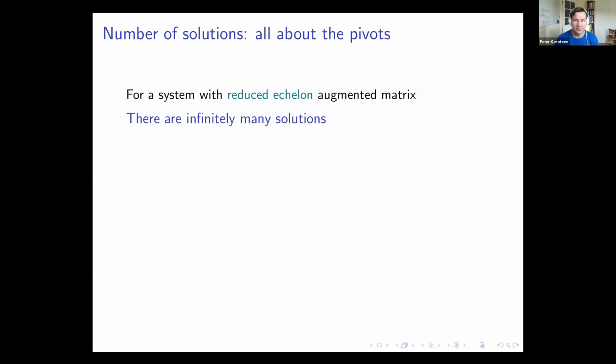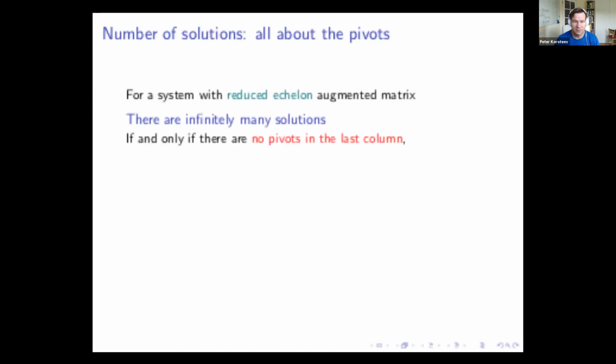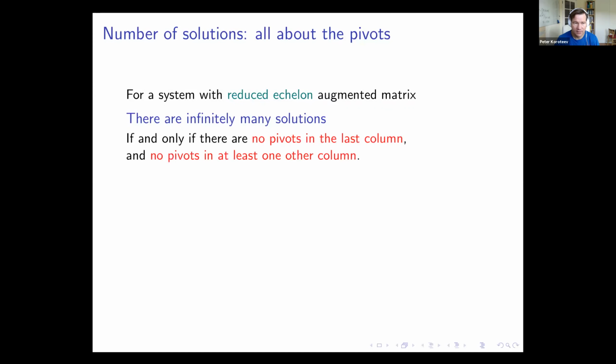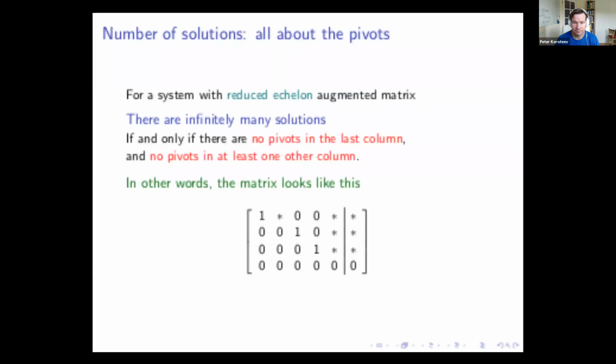Okay, and then the third example. Remember we talked in the previous video that a system of linear equations has either 0 solutions, 1, or infinitely many. And finally, the system with reduced echelon augmented matrix has infinitely many solutions if and only if there are no pivots in the last column and no pivots in at least one other column. So which means that there are parameters.